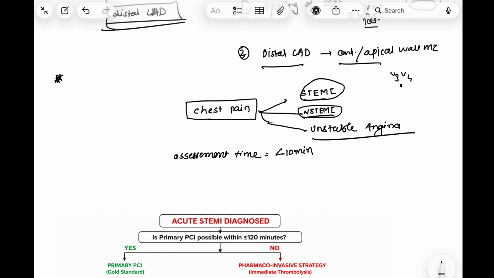And according to that, you have to follow the particular algorithm, right? So for the initial assessment, there is a timeline that has been given by AHA, the American Heart Association, which gives a timeline to assess the patient initially, and the timeline for this initial assessment is 10 minutes, within 10 minutes.